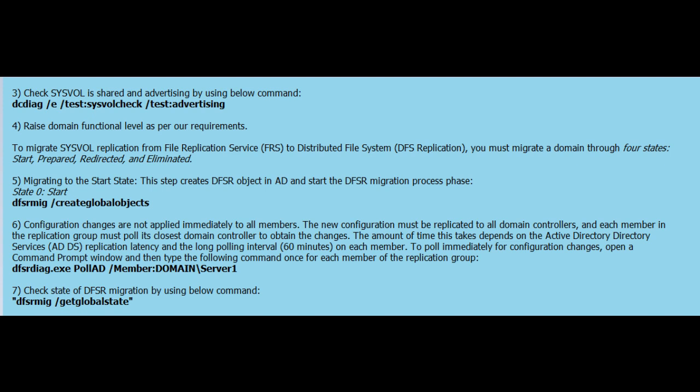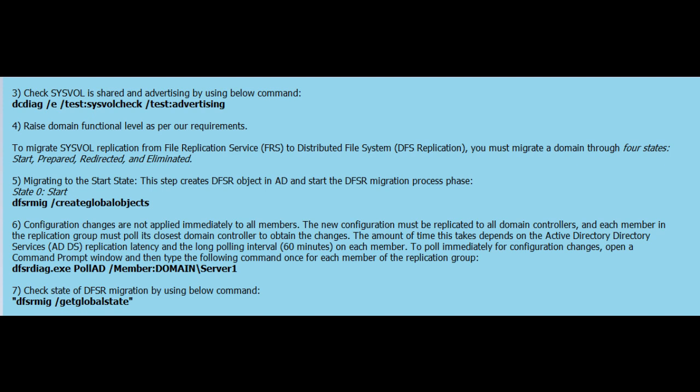To migrate SYSVOL replication from File Replication Service, FRS, to Distributed File System Replication, DFSR, you must migrate a domain through 4 states: Start, Prepared, Redirected, and Eliminated. 5. Migrating to the Start state. This step creates the DFSR object in AD and starts the DFSR migration process phase. State 0, Start: dfsrmig /createglobalobjects.